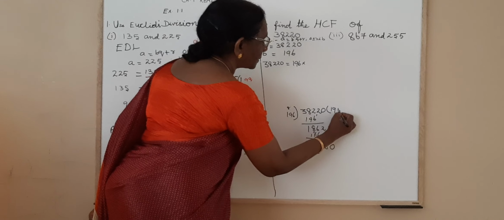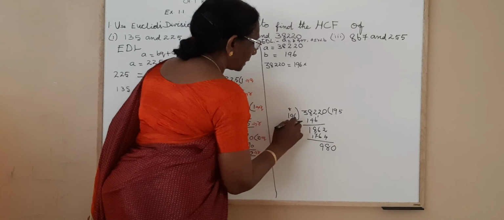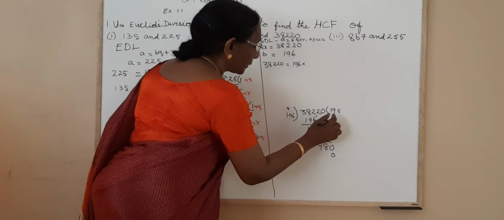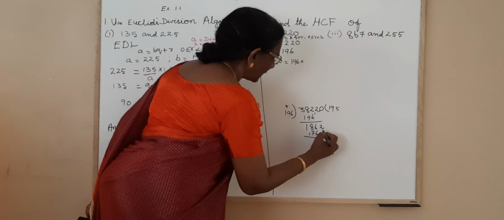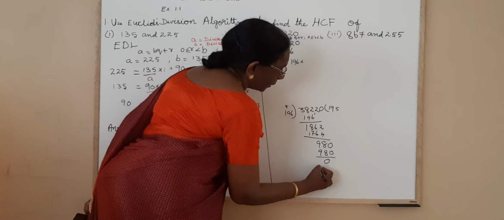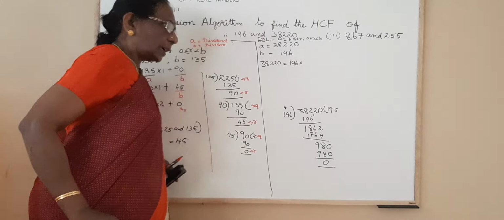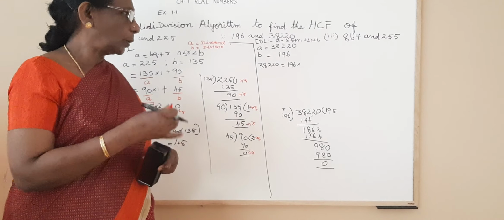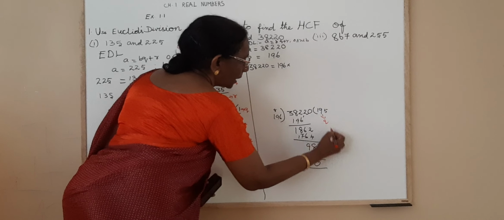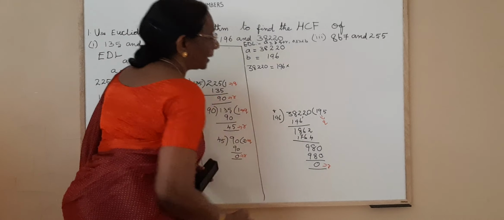It goes 5 times because 5 6s are 30. So let us multiply by 5. 5 6s are 30. 45 plus 3 8, 9 80. 0. So in the first step itself we are getting the remainder 0. So no need to move to the second step. This is the quotient and this is the remainder.